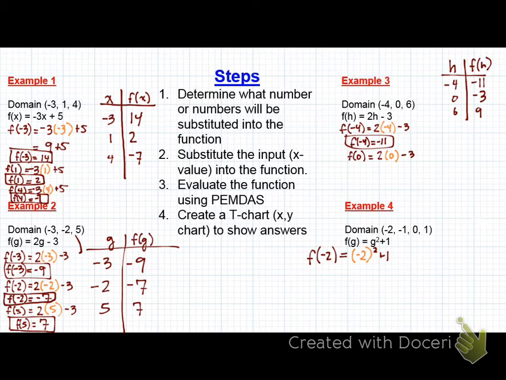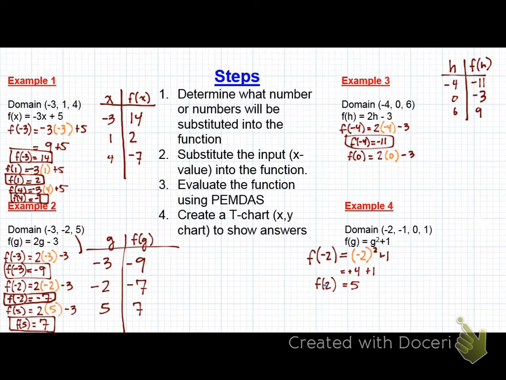Okay, so now we have to think about this. Let me work this one out. What's negative 2 squared? Meaning, what's negative 2 times negative 2? 4. Positive or negative 4? Positive. Good. Just want to make sure we got that. And then what's positive 4 plus 1? 5. So then our f of negative 2 is going to be 5, okay? All right, finish up this problem, or the rest of the domain.